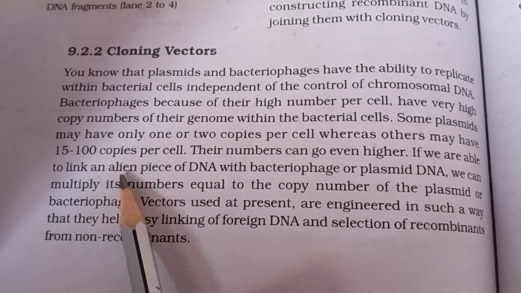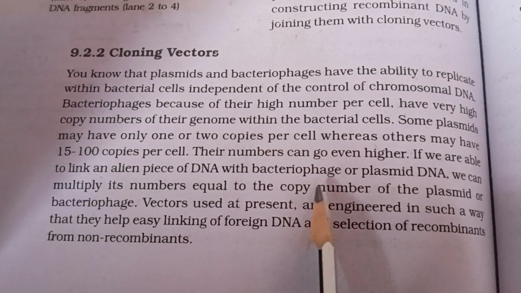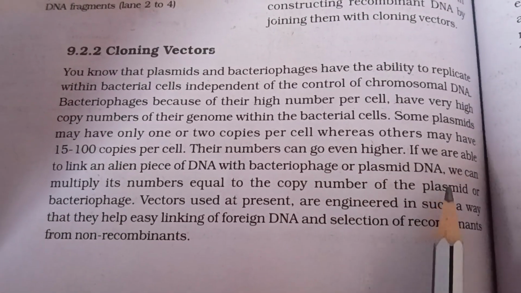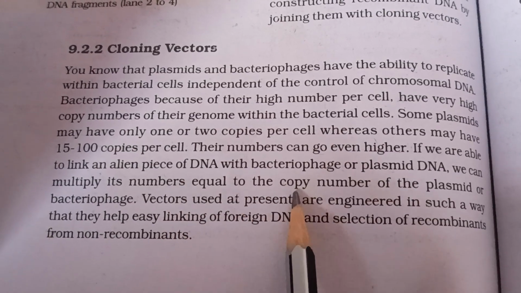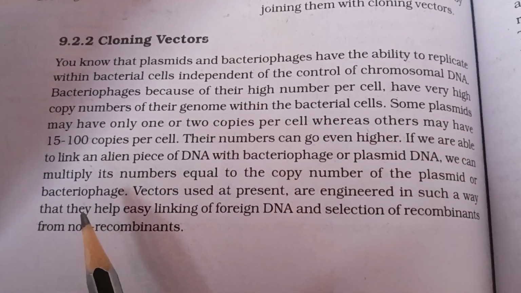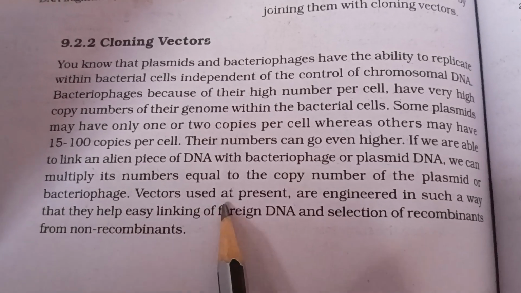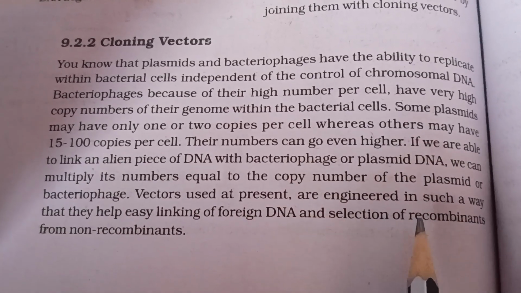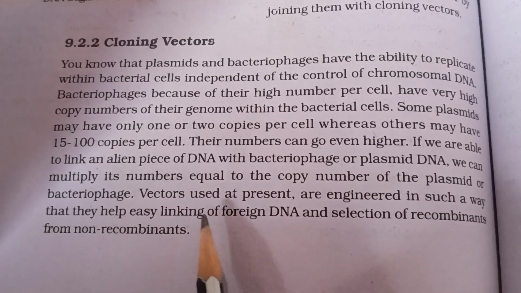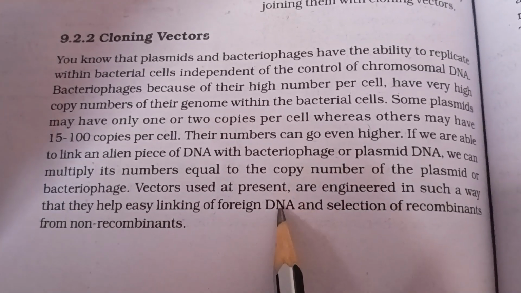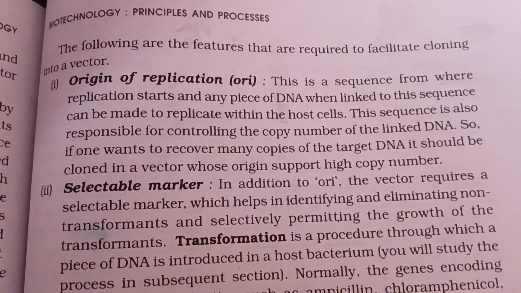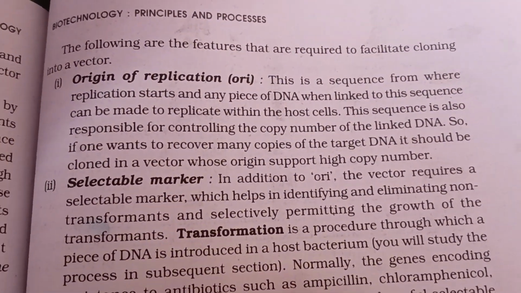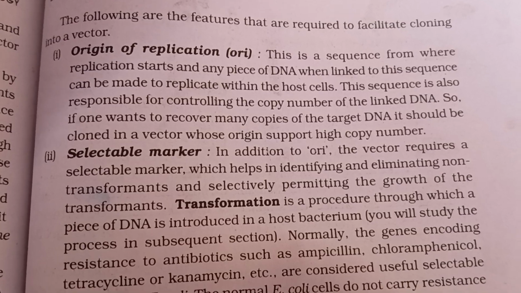Their numbers can even go higher. If we are able to link an alien piece of DNA with bacteriophage or plasmid DNA, we can multiply its numbers equal to the copy number of the plasmids or bacteriophage. Vectors used at present are engineered in such a way that they help easy linking of foreign DNA and selection of recombinants from non-recombinants. So the following are the features that are required to facilitate cloning into a vector.